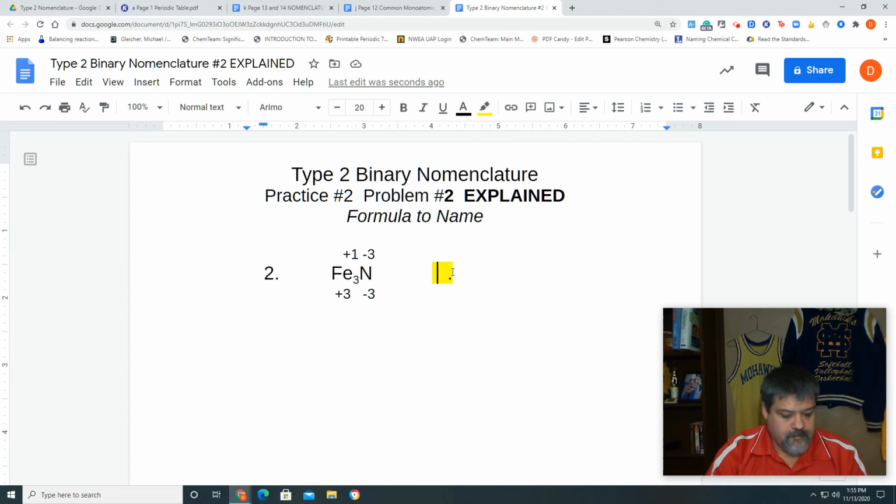So we're just going to put iron, then in parentheses the Roman numeral for 1, and then nitrogen, which we changed to nitride. There is our name for Fe3N, iron 1 nitride. Good luck with the rest of them, guys.